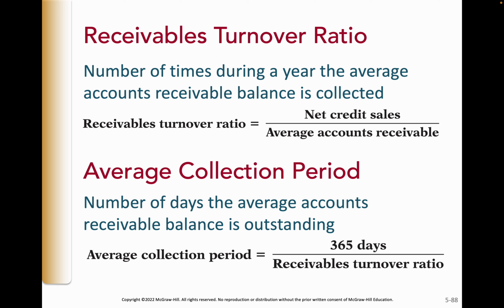So we have to calculate the receivable turnover ratio first. And you'll get a number like 12, 10, 6.5, 14, whatever the number is that you get when you calculate that. And then you find the average collection period by taking 365 divided by the number that you get in your receivable turnover ratio.